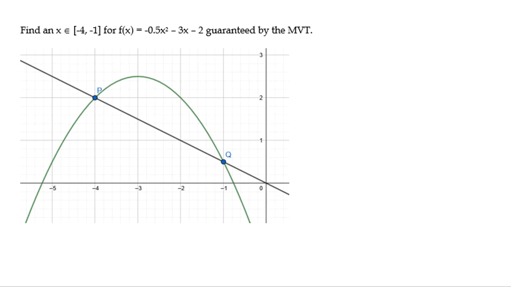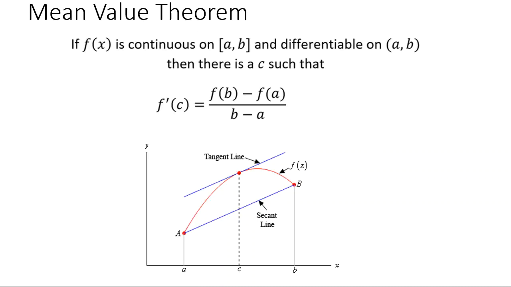Well, let's remind ourselves what the mean value theorem says. If f is continuous on some interval [a, b] and differentiable on that interval, then there is some value c in that interval such that the derivative at c is equal to (f(b) minus f(a)) over (b minus a). So what is this (f(b) minus f(a)) over (b minus a)?